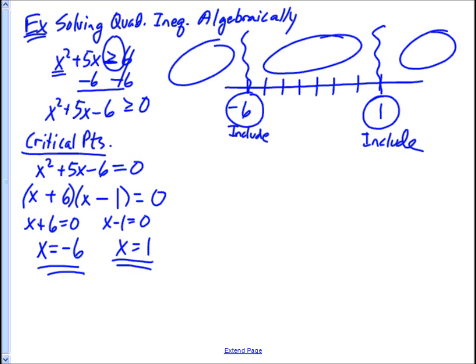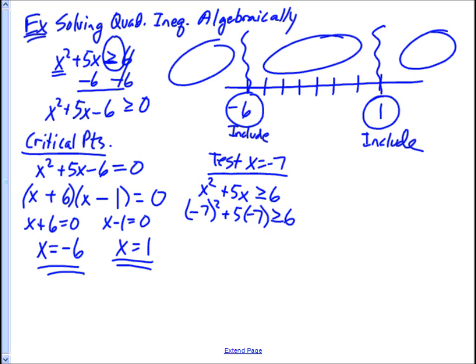Now we got to figure out, okay, what x values are true. So let's test something to the left. So like negative 7, test something to the left there, and we're plugging it in to this original. So negative 7 squared plus 5 times negative 7. Is that true? It's 49 minus 35 greater than or equal to 6. Is 14 greater than or equal to 6? True. That means yes, that's part of our solution, right?